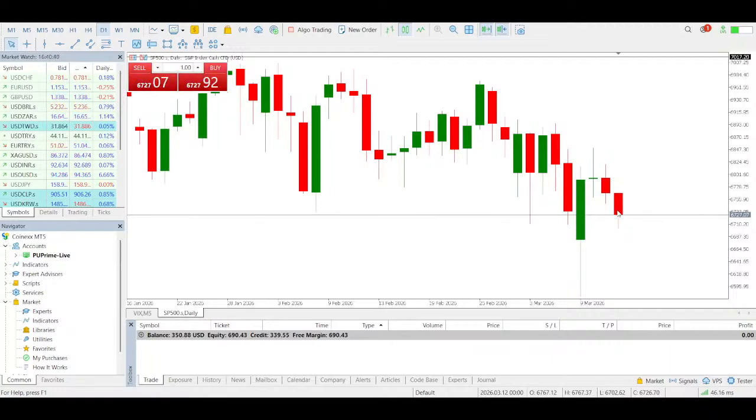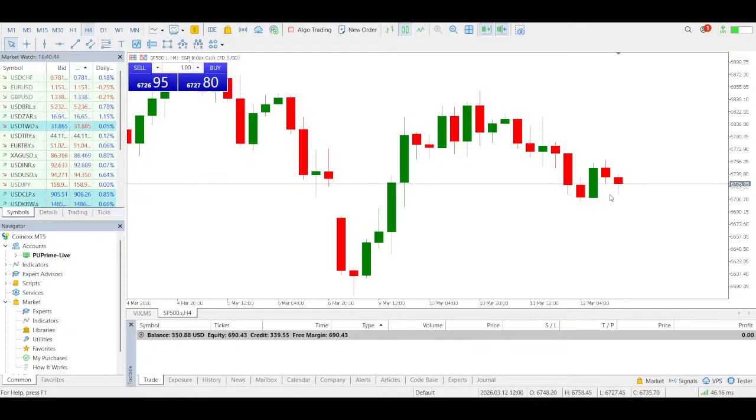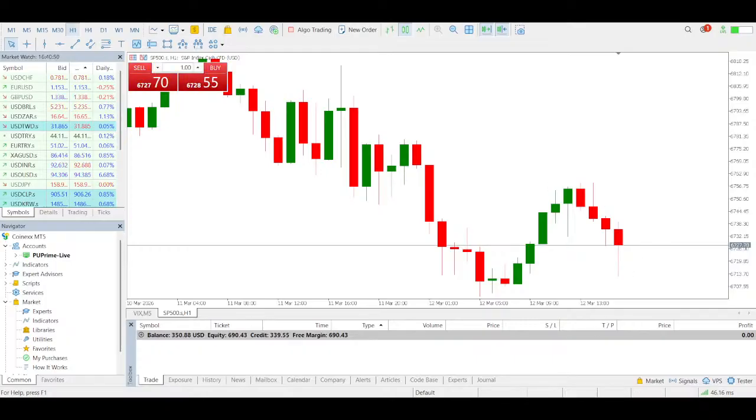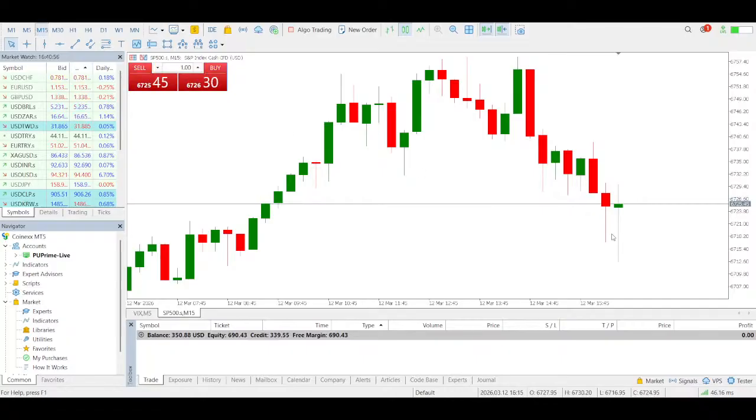All right. So if you drop down to the 4 hours, that also is what you see: a bearish trend. And on the 1 hour, it's also a bearish trend. However, on the 15 minutes, you can see the market trying to move up a little bit there. But we know that on the higher time frame, it looks a little bit bearish.